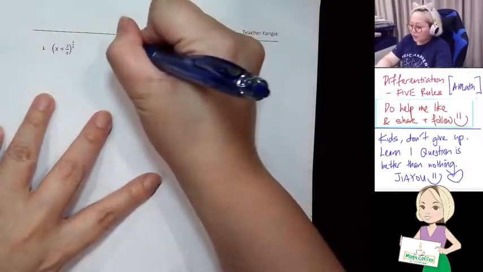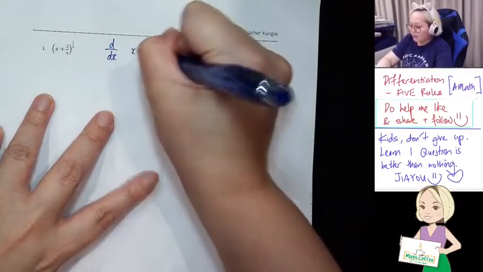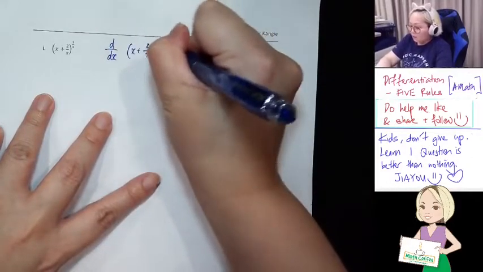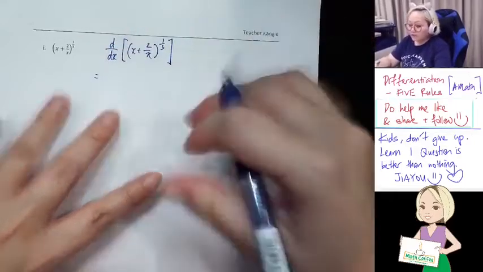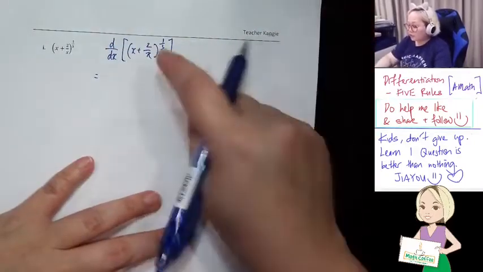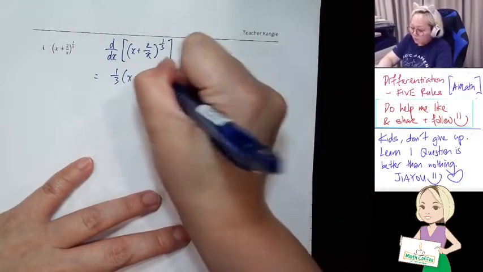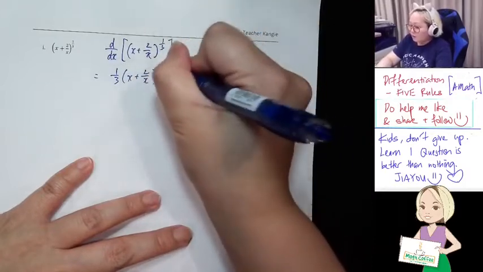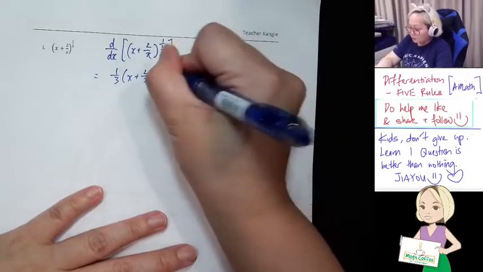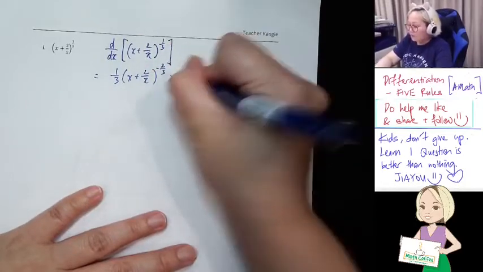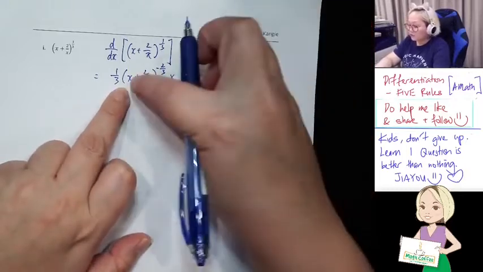So differentiate with respect to x, x plus 2 over x to the power of 1/3. Same thing, this one straight away just apply the chain rule. So power bring down, so it's 1/3 times x plus 2 over x to the power of 1/3 minus 1, which is minus 2/3. Multiply by differentiate inside. Now the bad news is differentiate inside. This one of course is easy.